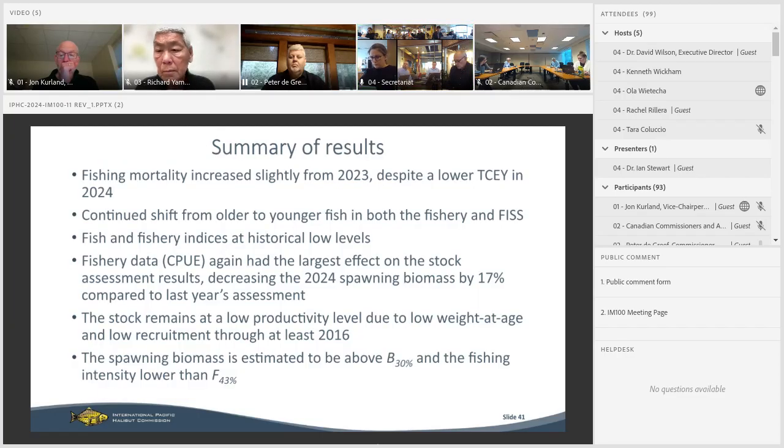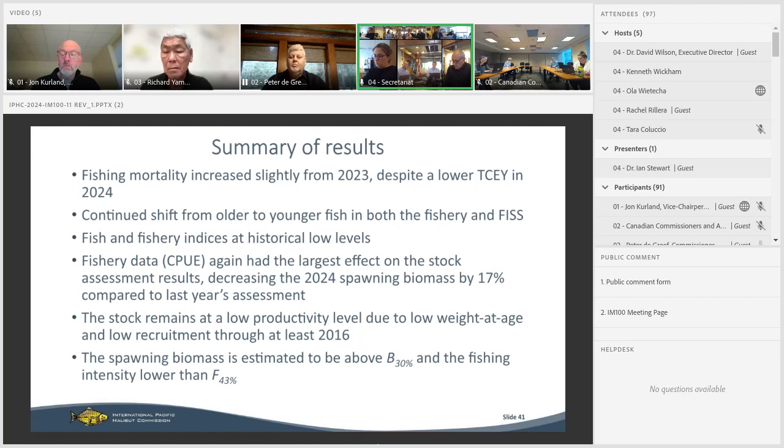So to summarize the stock assessment results for this year, fishing mortality did increase slightly despite the reduction in TCDY in 2024. We continue to see across all these various data sets showing us that the stock and the fishery and the survey are shifting from older to younger fish. We see that both the fishery and the fishery independent setline survey indices are at historically low levels. The fishery CPUE for the second year in a row had the largest effect of any data set on the spawning biomass results from the stock assessment, decreasing that 2024 spawning biomass by 17% compared to last year's stock assessment. So overall, our estimate of the scale of the stock is lower.